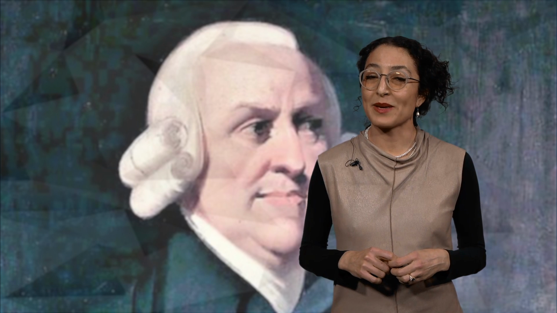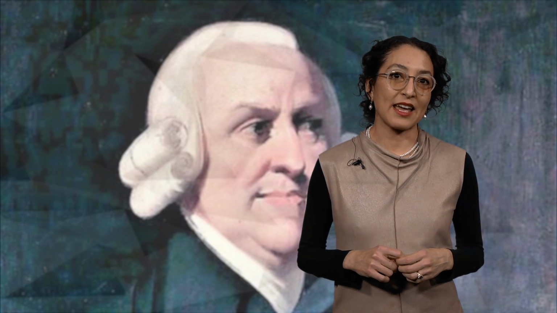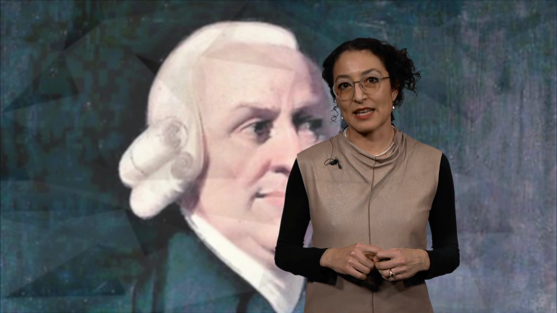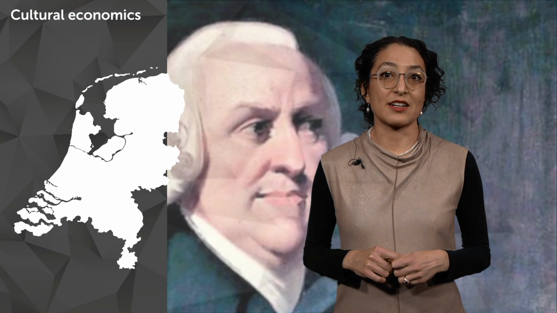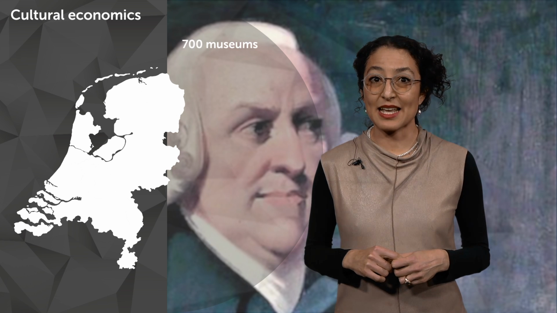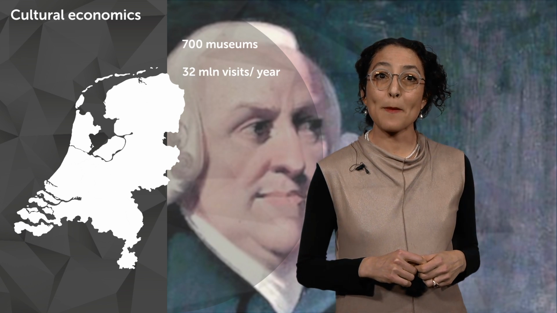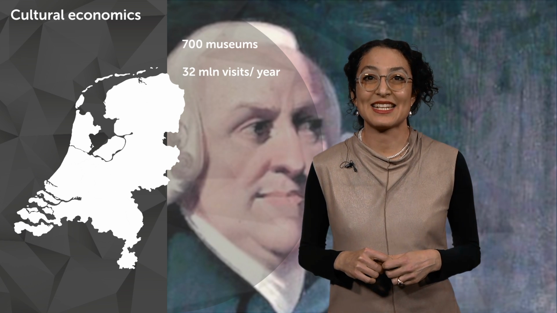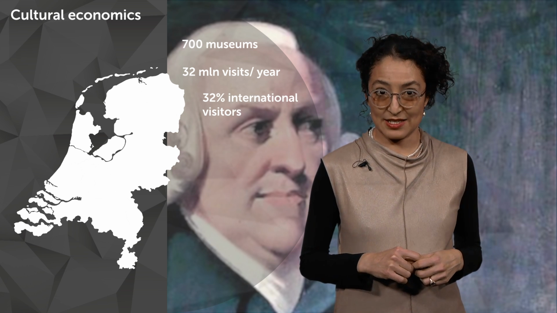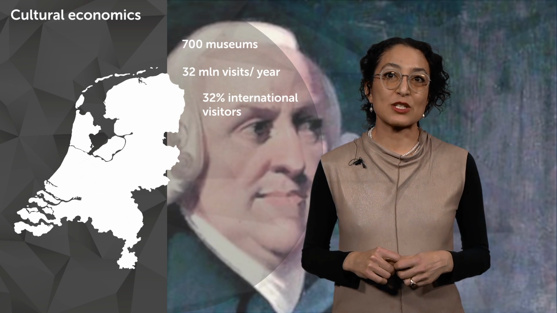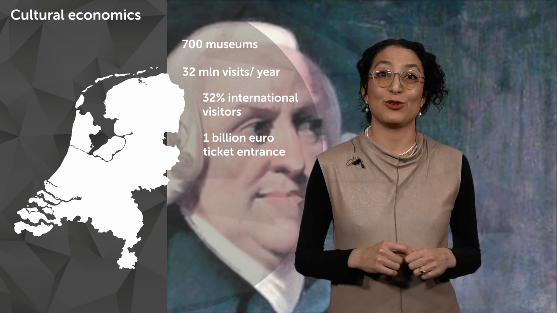There is one intermediate branch, mesoeconomics, which serves to identify the characteristic elements that define behavior in a specific sector, like the heritage sector. In the Netherlands, there are nearly 700 museums which received 32 million visits in 2018, of which 32% were international visitors. Ticket entrance reached over 1 billion euros.